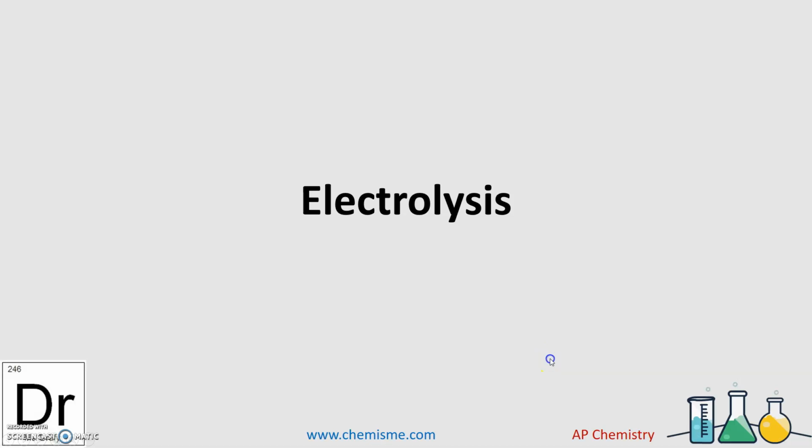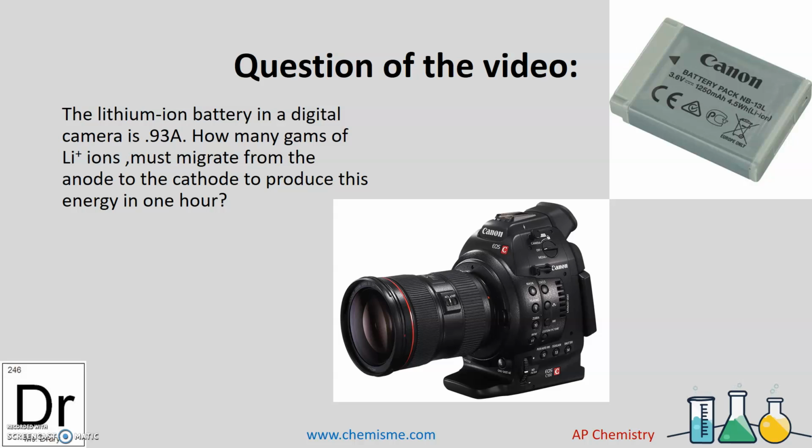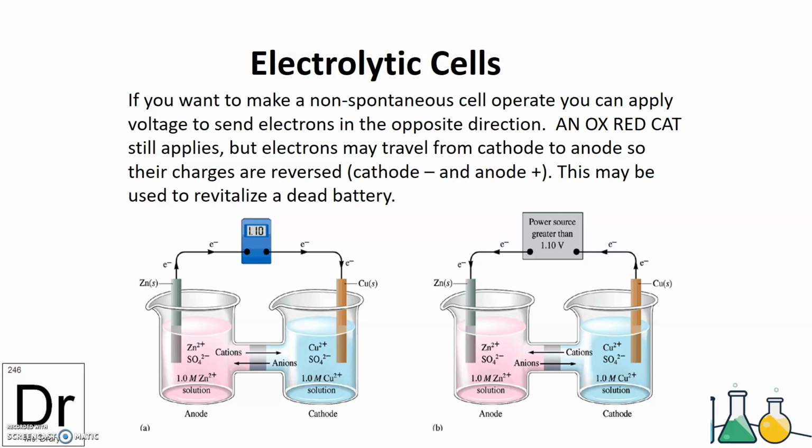This last video is electrolysis, and by the end of the video you should be able to identify and explain how electrolytic cells work, compare them to a voltaic cell, and calculate amperage, voltage, length of time, or amount of mass generated during electrolysis. So the question of the video is: the lithium-ion battery in a digital camera is 0.93 amps. How many grams of lithium ions must migrate from the anode to cathode to produce this energy in 1 hour? So we're going to try to figure that out, how many lithium ions are moving.